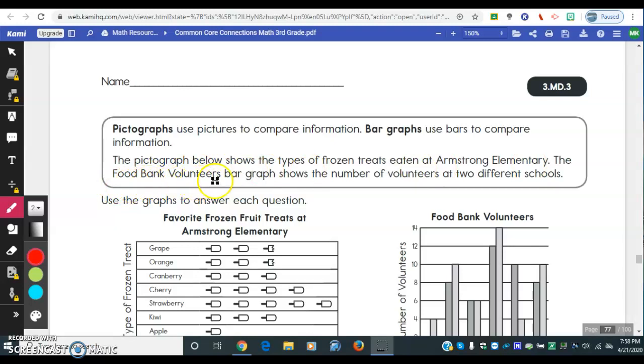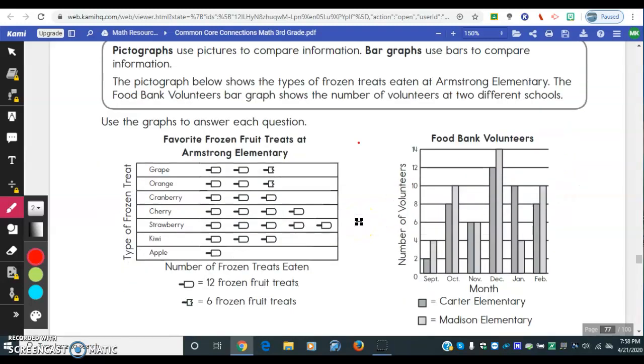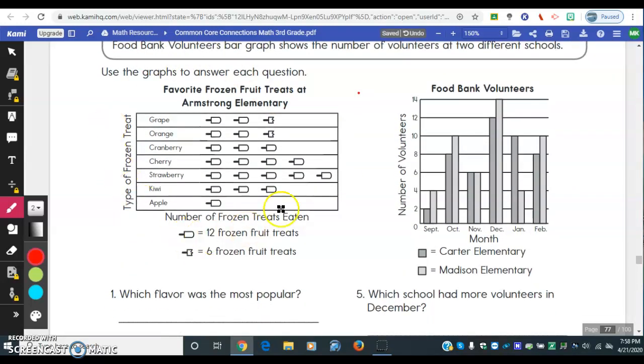The food bank volunteers bar graph shows the number of volunteers at 2 different schools. So here we have a pictograph and a bar graph. And I'm going to remind you the difference between pictographs in first grade, second grade, and third grade is that in first and second grade, most of the time your pictographs count by ones, whereas in third grade, you always need to check down here.